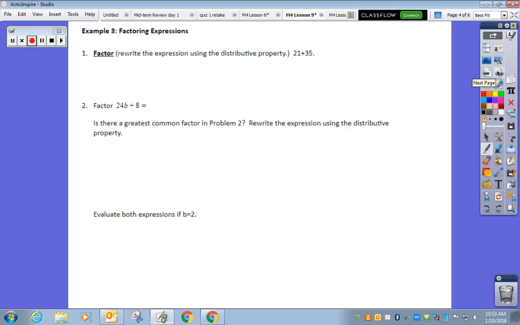The next piece is factoring. And we've actually kind of already done this year. Factoring is to rewrite the expression using the distributive property.